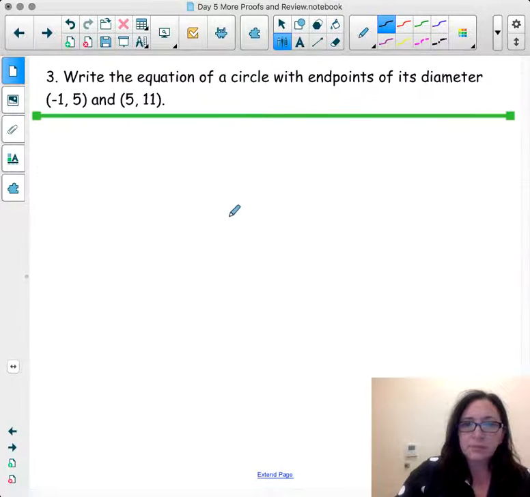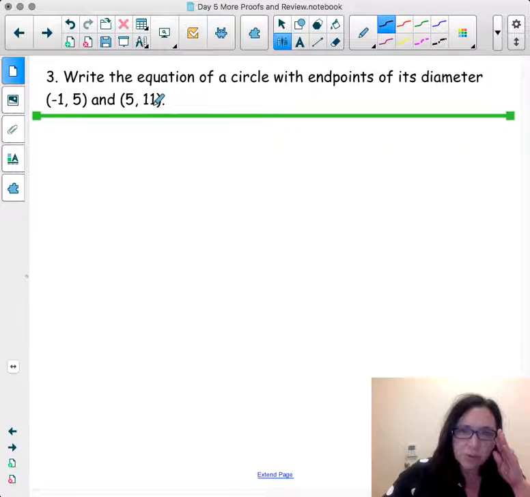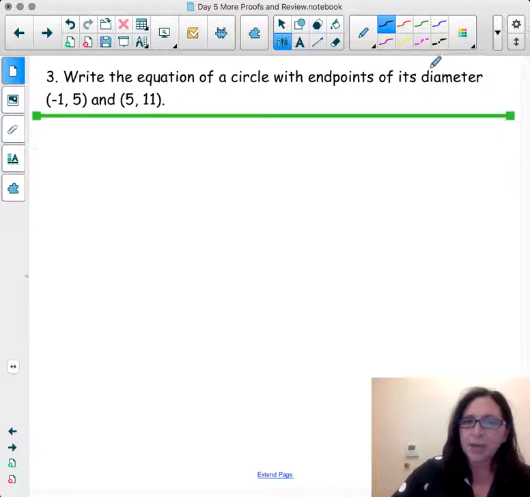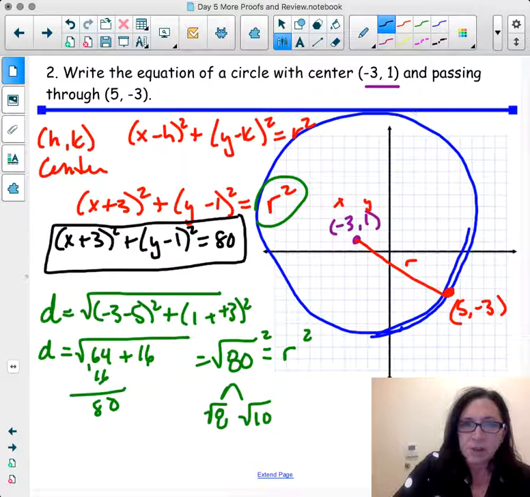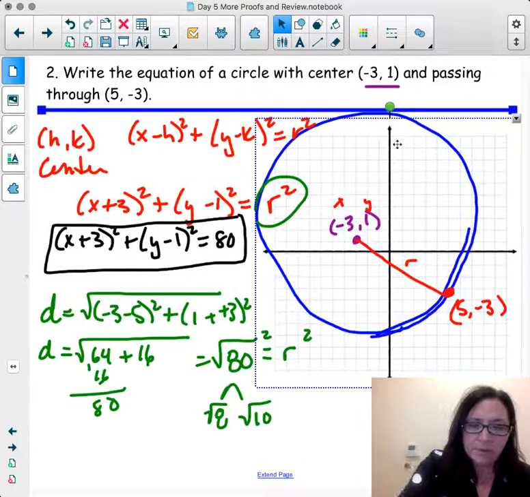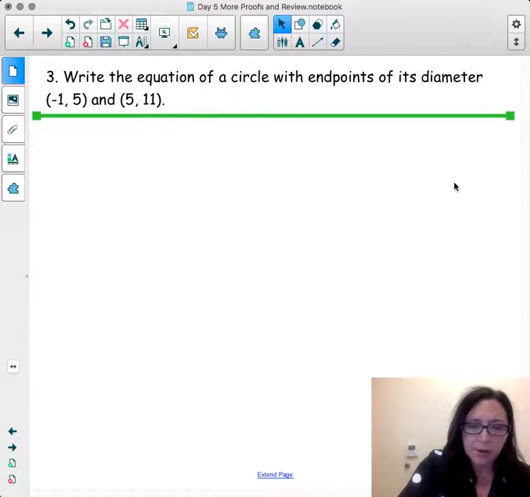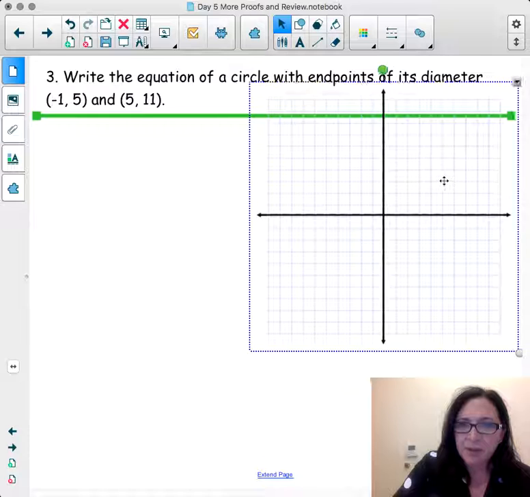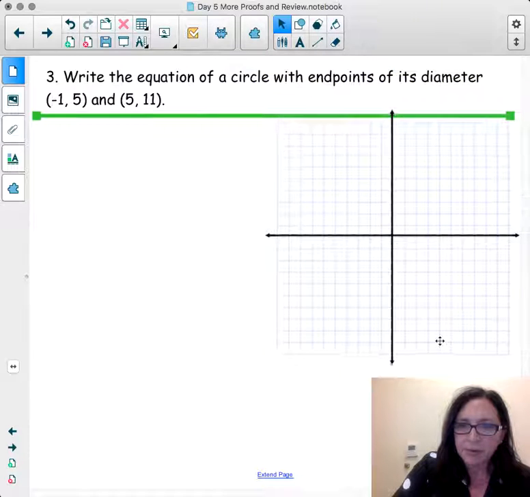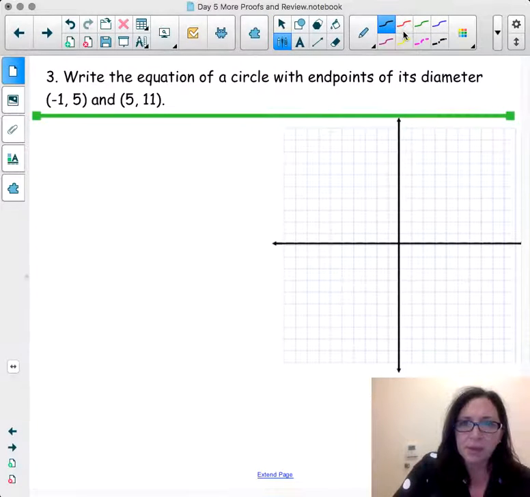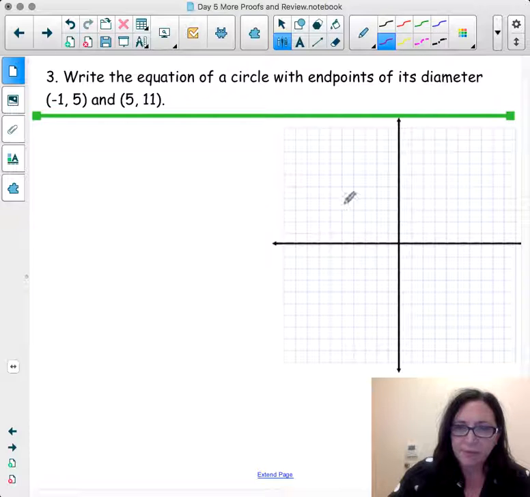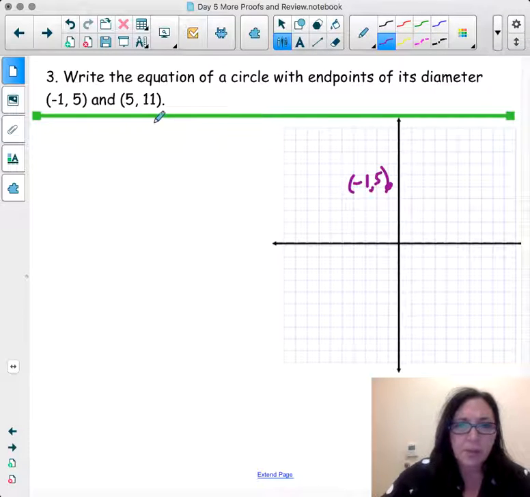Okay. The next question says, write the equation of a circle that has endpoints of its diameter, this. So let's get that graph. I'm just going to borrow this graph and bring it over here. I'm kind of a visual person, so I definitely want to graph my circle so I can see what I'm dealing with. The first point is -1, 5. So over 1, then up 1, 2, 3, 4, 5. So here's this point right here. That point is -1, 5. The other point is 5, 11.